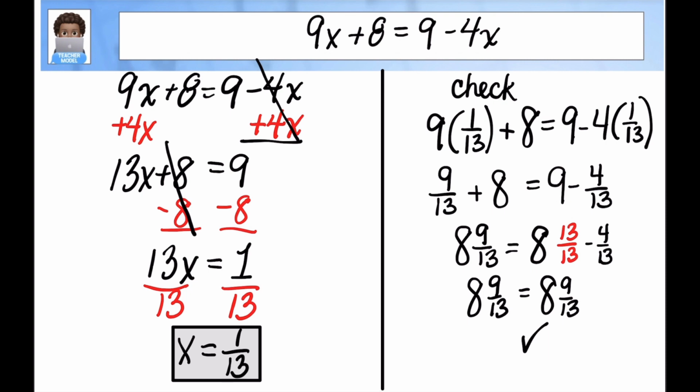So that's it for today, Math Marbles. We're not going to be scared of fractions anymore. We're just going to figure out how to use the math we know to find the solution.